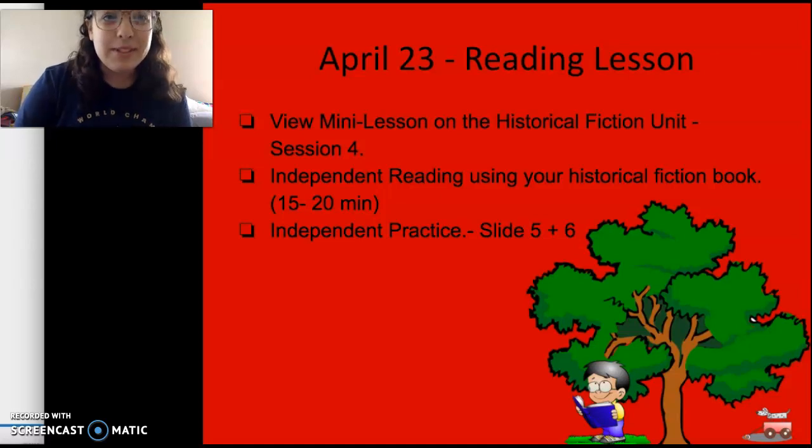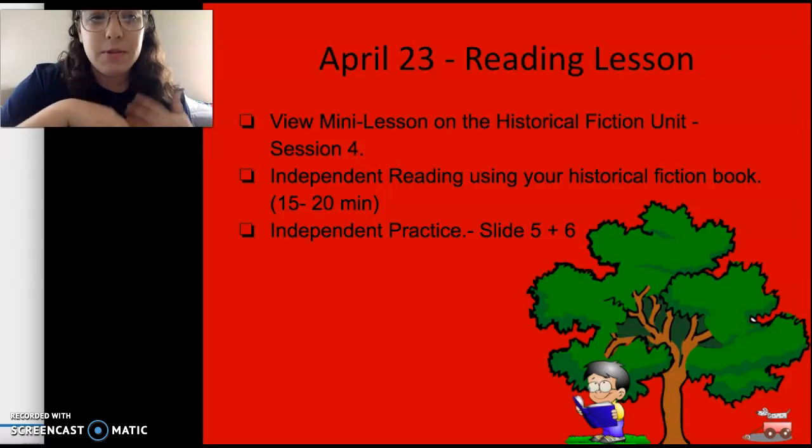So as I've been doing, we're just going to jump into reading. In reading, we're still thinking about historical fiction. You're reading your historical fiction books on Epic, and you're using those reading skills that we've been doing all year, plus ones we're doing now, to really stop and think about what's going on in your story. So let's look at what we're doing today.